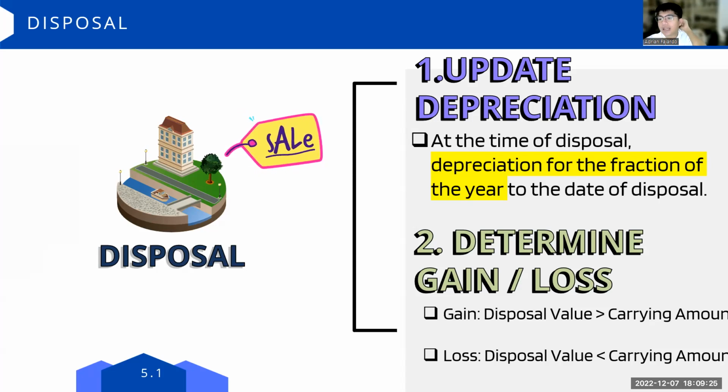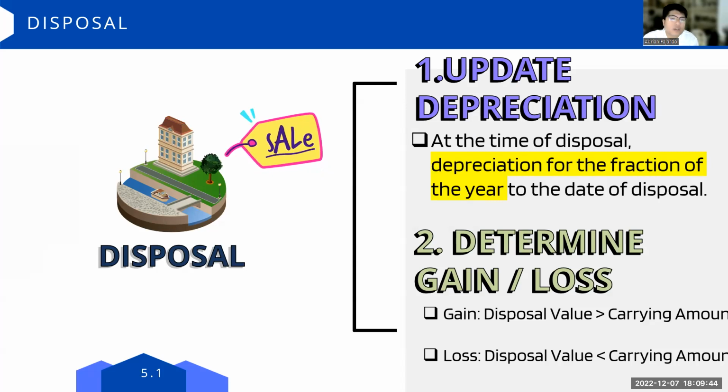Second, you determine the gain or loss. And usually, the gain and loss naman is, if the disposal value is higher than the carrying amount of your PPE, that's a gain. If the disposal value is less than carrying amount, that's a loss. But later, I will show you na by just being systematic about journal entry, madali nyo naman palabasin kung gain or loss.